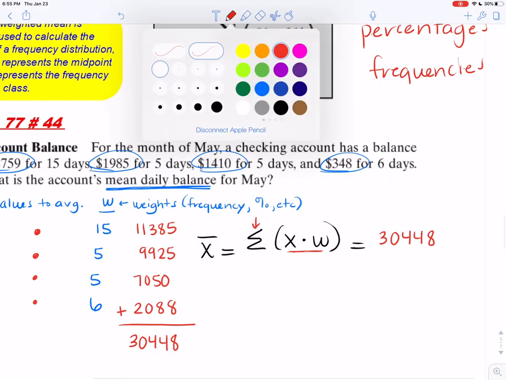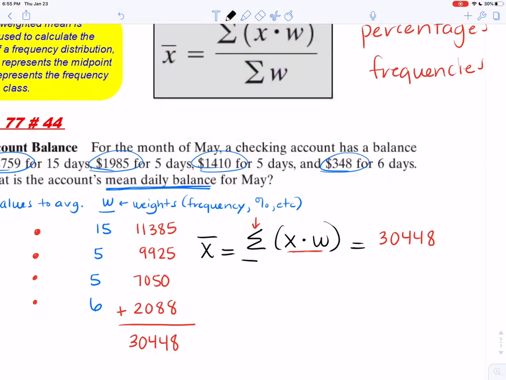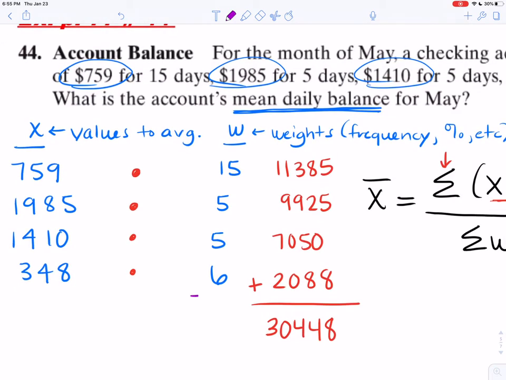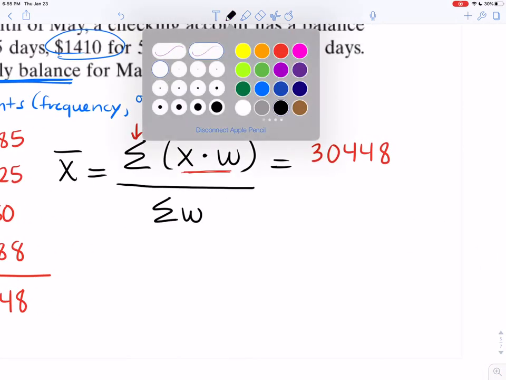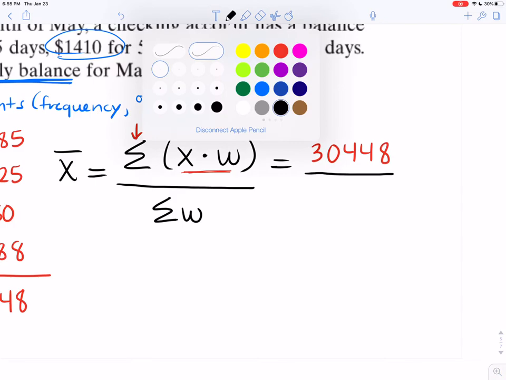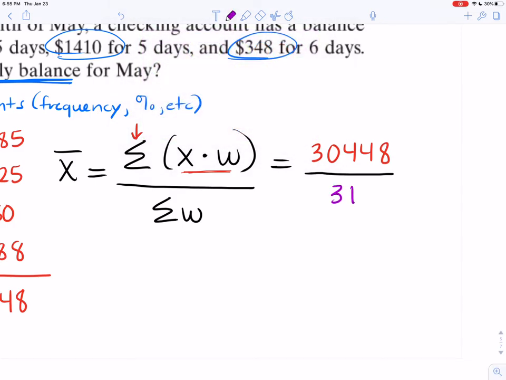Now, in my weighted mean formula, you'll notice we want to take that and divide it by the sum of just the weight. And this is why I like to do the X column and the weight column, because it ensures that you add up the right values when you go to get this denominator. So what I want to do here is add up only the weight column. All right, 15 plus 5 is 20, plus 5 is 25, plus 6 is 31. And that is what I need to divide by here to get the correct weighted mean.